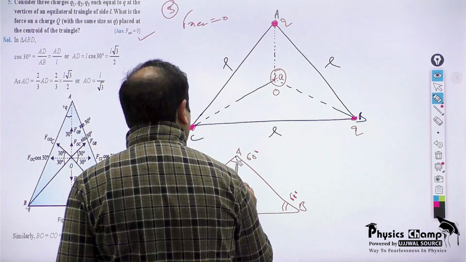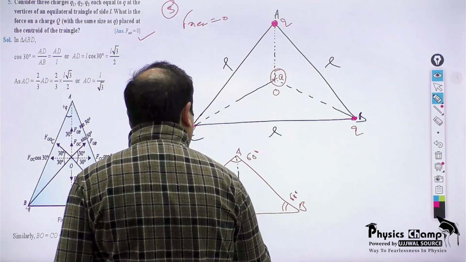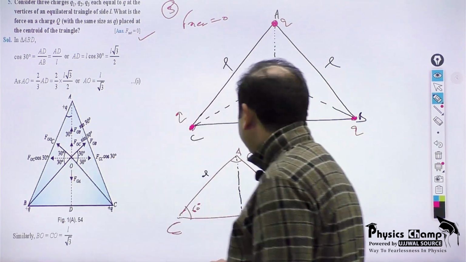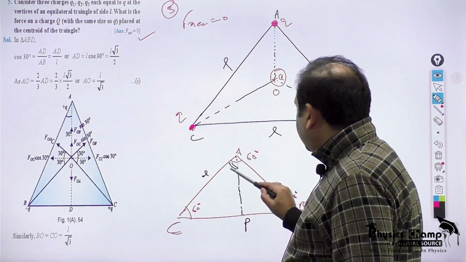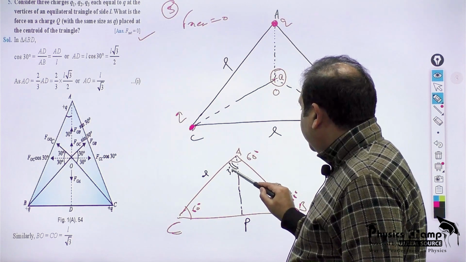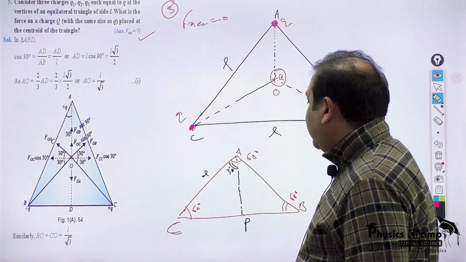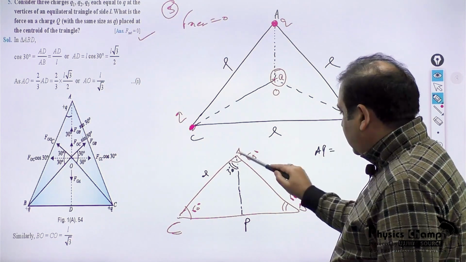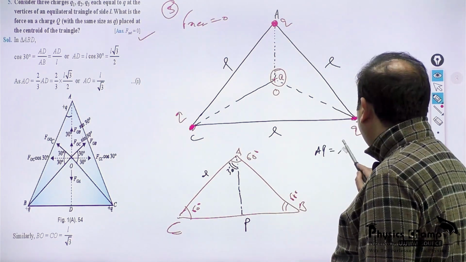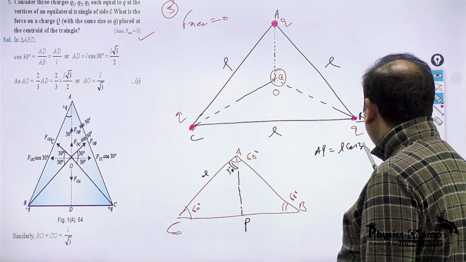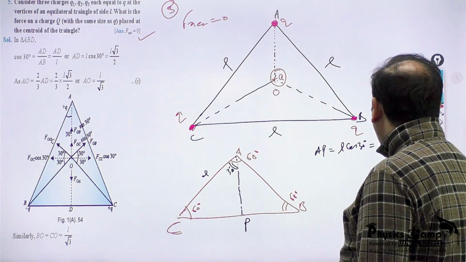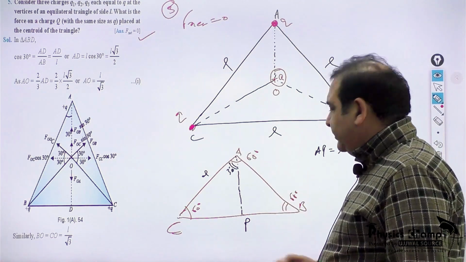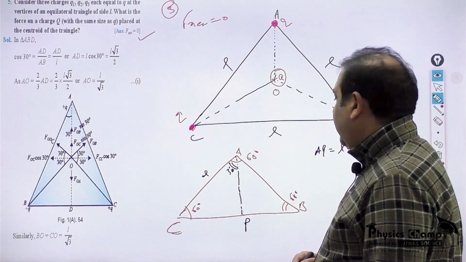Each side is having a value L, and if you are looking for a distance, say AP, this angle will be 30 degrees. So the whole distance AP will be L cos 30, and it will be L root 3 by 2. So this distance AP will be L root 3 by 2.